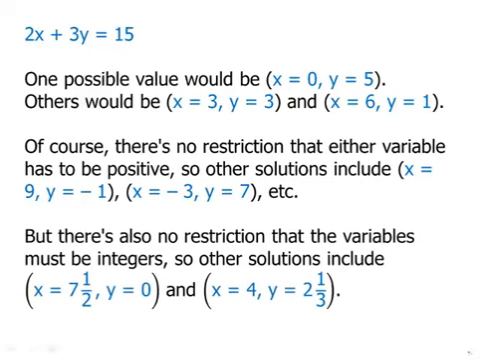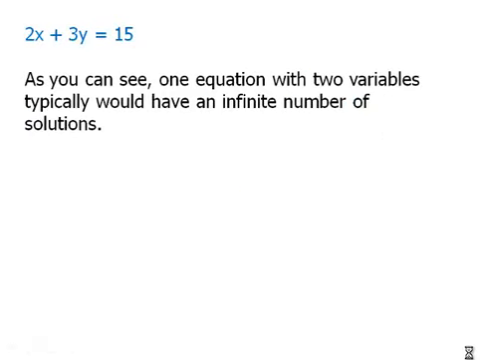Also, there's no restriction that the variables must be integers. So other solutions include things like x equals 7.5, y equals 0, or x equals 4 and y equals 2 1/3. So just on this page, notice we have 1, 2, 3, 4, 5, 6, 7 solutions for this. And it's certainly clear we could get many, many more. In fact, one equation with two variables typically would have an infinite number of solutions.